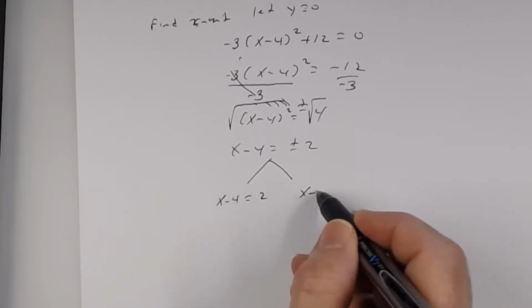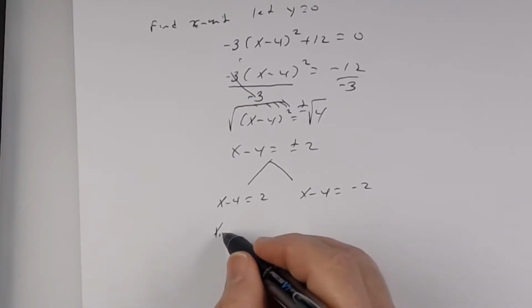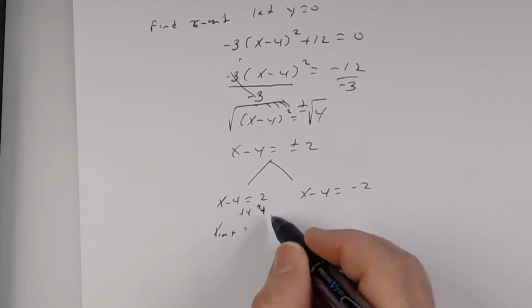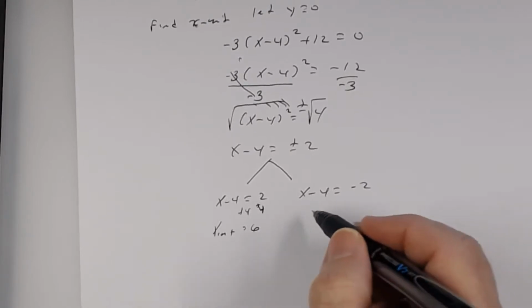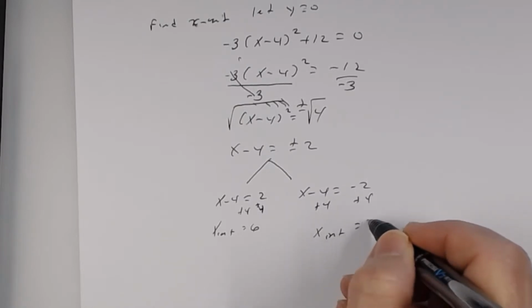So positive 2, x minus 4 equals a negative 2. So over here, to get the x-intercept, you're going to add 4 to both sides. So one of them is 6, and the other one is 2.